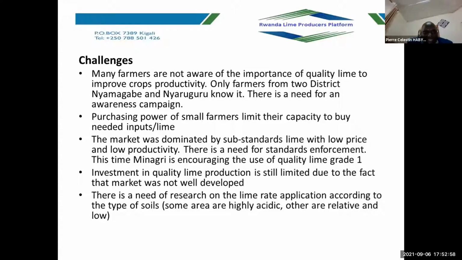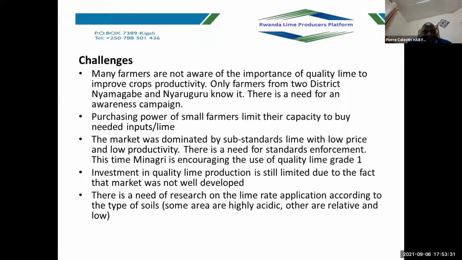So in Rwanda, we still have some challenges in lime use and lime production. Many farmers are not aware of the importance of quality lime to improve crop productivity. Only farmers in certain districts are aware. So there is a need for an awareness campaign by government, private sector, civil society and NGOs. I think we will collaborate and try to help people to be aware.